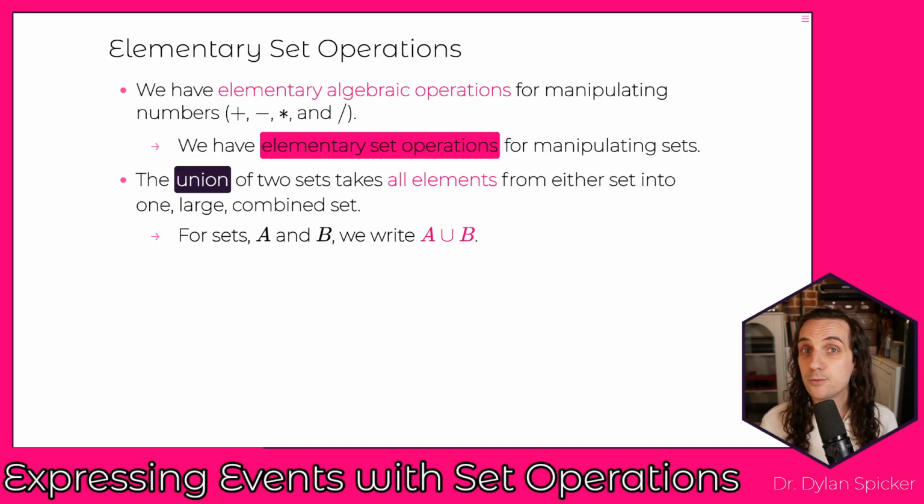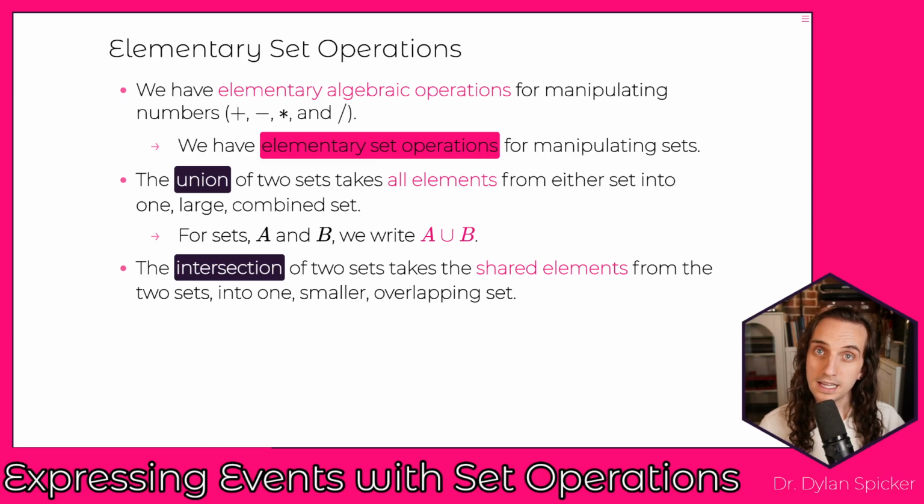If we want to write down what the union is, we're going to use this U symbol here. Okay? So the union is written with this U, and A union B means we take everything that's inside of A, we take everything that's inside of B, and then we write out the new set containing all of those elements.